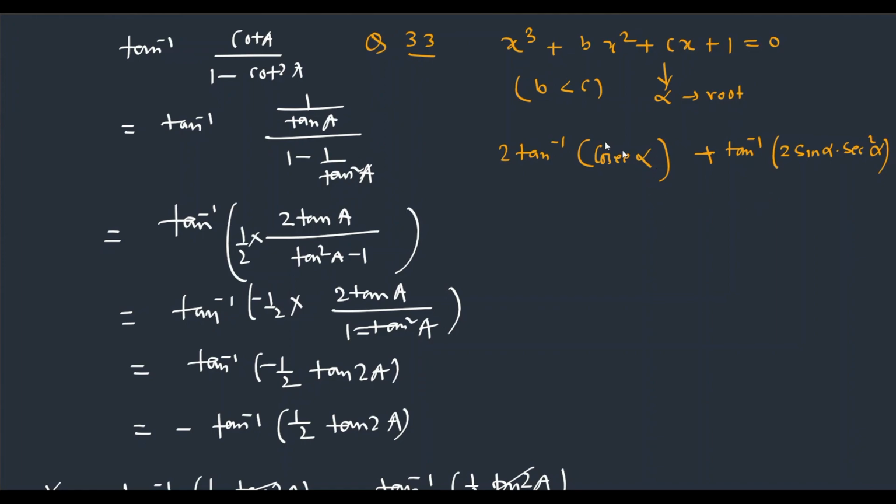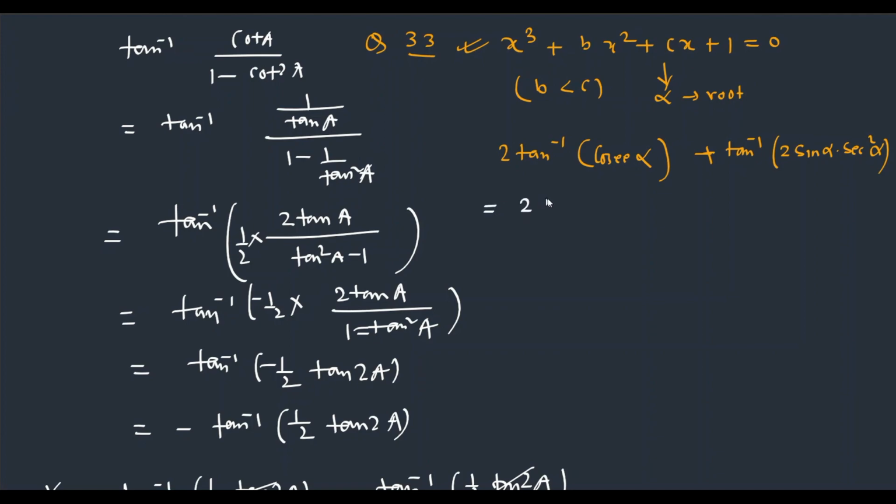So the given cubic equation has one real root alpha, and b lesser than c is given. Then we have to find out 2 tan inverse cosec alpha plus tan inverse 2 sin alpha sec square alpha. When you are going to add, the restriction on x and y is very important. Is it clear?